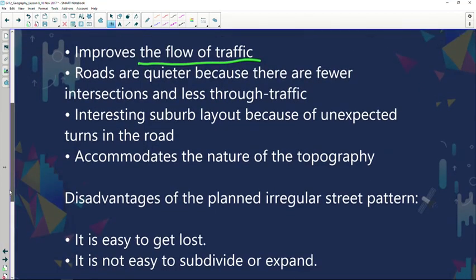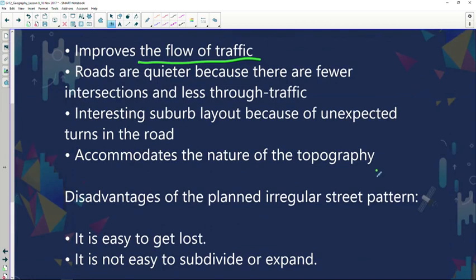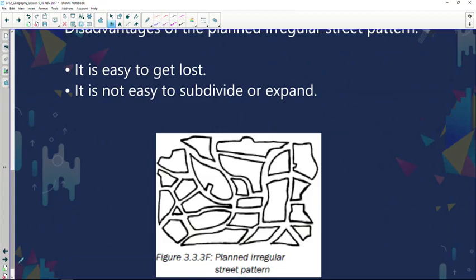And very importantly, probably the most important characteristic over here is that it accommodates the nature of the topography. So if it's a steep area, let's say for instance this town or city is developed in the valley area, this is the type of street pattern that they will use. The disadvantage of it, it's easy to get lost and it's very difficult to expand. Now if the urban area had to expand, it's going to be very difficult to expand this street pattern as well. As you can see on this diagram, planned irregular pattern. It's mixed shapes and sizes, especially in suburban areas, but very importantly over here, we can use it on places that's quite uneven.